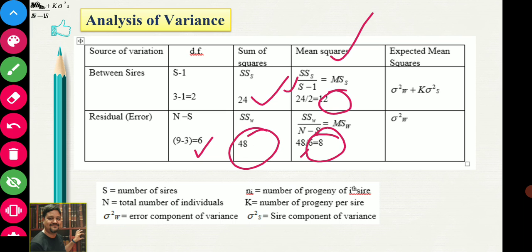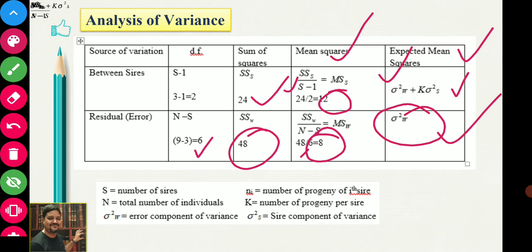Now coming to the expected mean square, the additional column when we are calculating heritability. The residual sum of square or error sum of square can be represented by sigma square w, also called the within sum of square. And what about the between sum of square? Between sum of square will be within sum of square plus k into sire sum of square. Sigma square s we already know, and sigma square w we have already calculated. In this way you can get the heritability. How? You have to find the k.